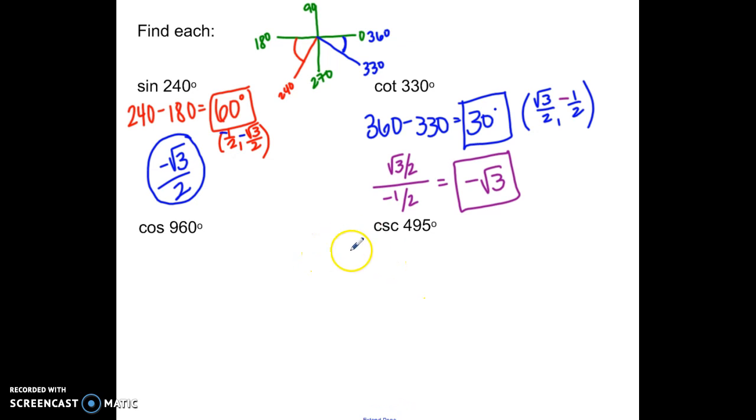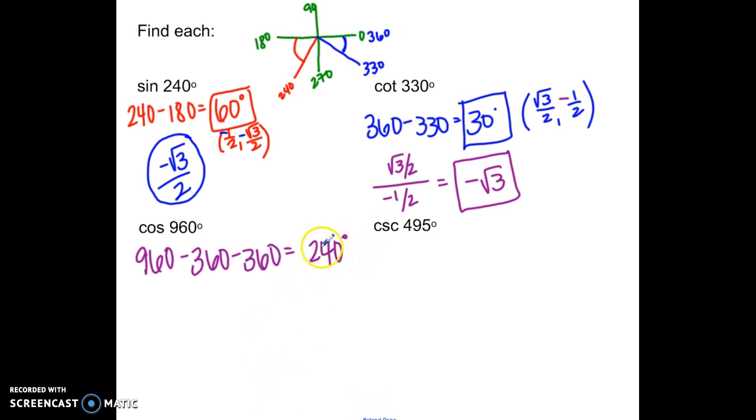Sometimes it gets a little bit trickier if your angles are outside of the 0 to 360 degrees range. You might have to first find a coterminal angle. So for example, on this one with 960 degrees, you're going to want to take away 360. If you do it one time, you get to 600. You're going to have to take it away again. You get to 240 degrees. So if I take away 360 enough, I know that 240 degrees is coterminal.